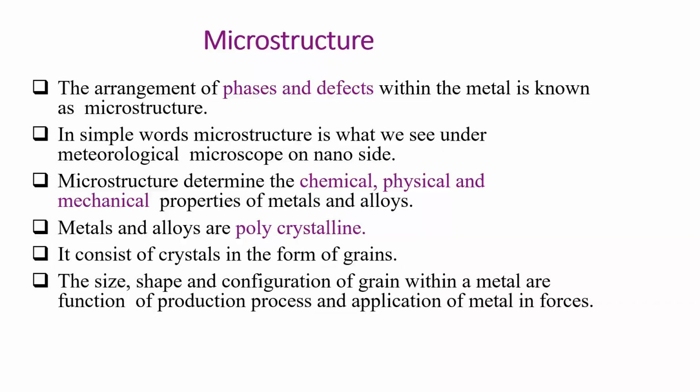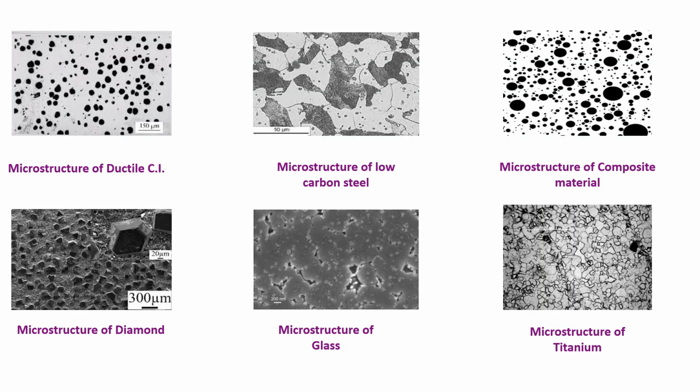Then next, these are some images I bring to you for understanding the microstructure. When you see any component under a microscopic lens, how will it look? If I am talking about the microstructure of ductile cast iron, C for cast and I for iron, if you observe ductile cast iron under the microscope, it will look like this.